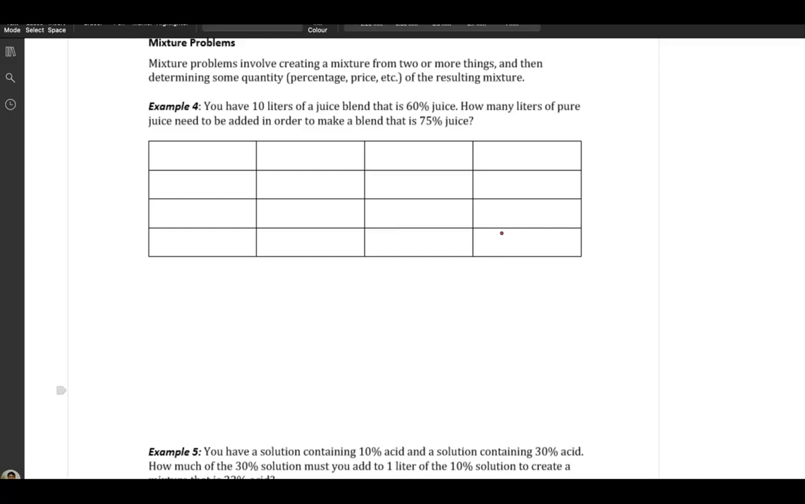Mixture problem, the same logic you do. A mixture problem involves creating a mixture from two or more things and then determining some quantity of the resulting mixture. You have 10 liters of juice blend which contains 60% juice. How many liters of pure juice need to be added to make a blend which is 75%? This is very similar. I did really similar questions to this in the rational functions unit. So let's say this is a juice blend.